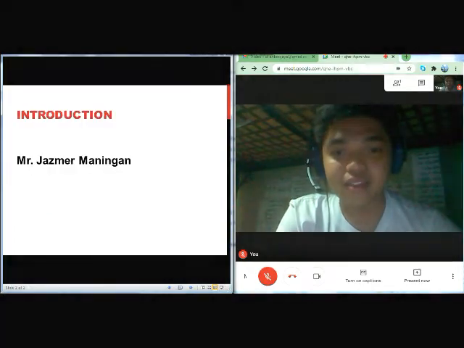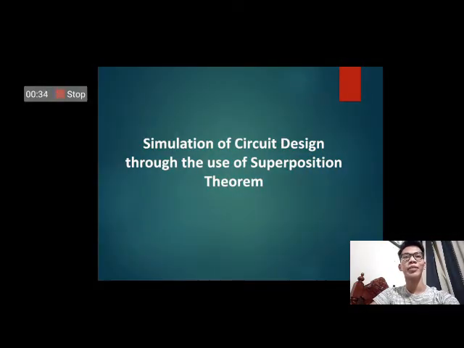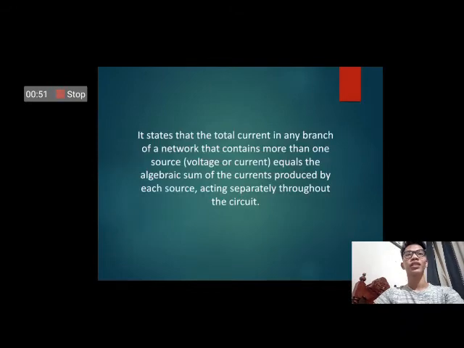Maningan. So, thank you. Good day, kami nga pala ang Group 5 and we will be presenting our project, Simulation of Circuit Design through the use of Superposition Theorem. So to start, ano nga ba ang Superposition Theorem? It states that the total current in any branch of a network that contains more than one source equals the algebraic sum of the currents produced by each source acting separately throughout the circuit.